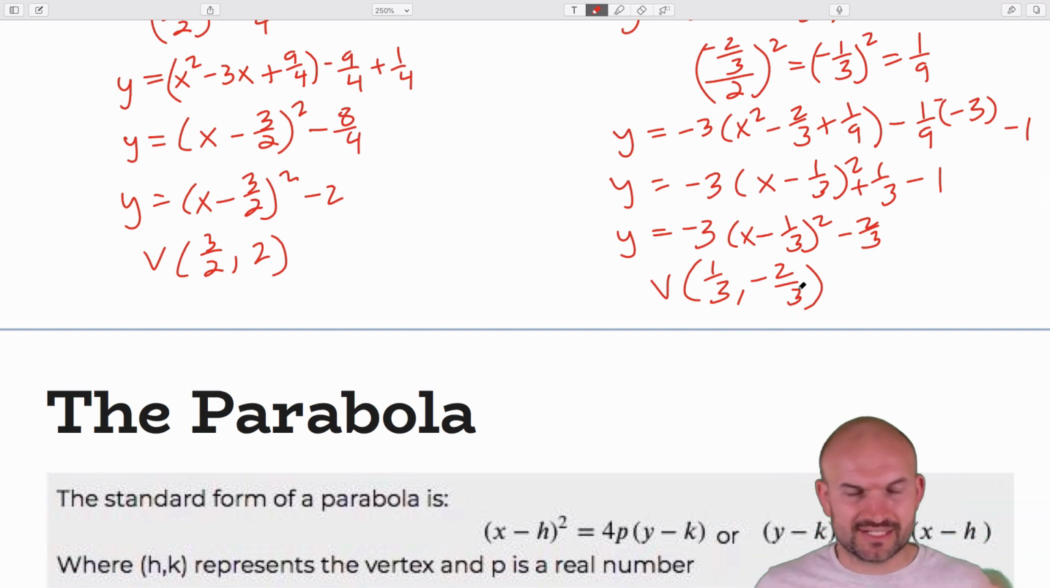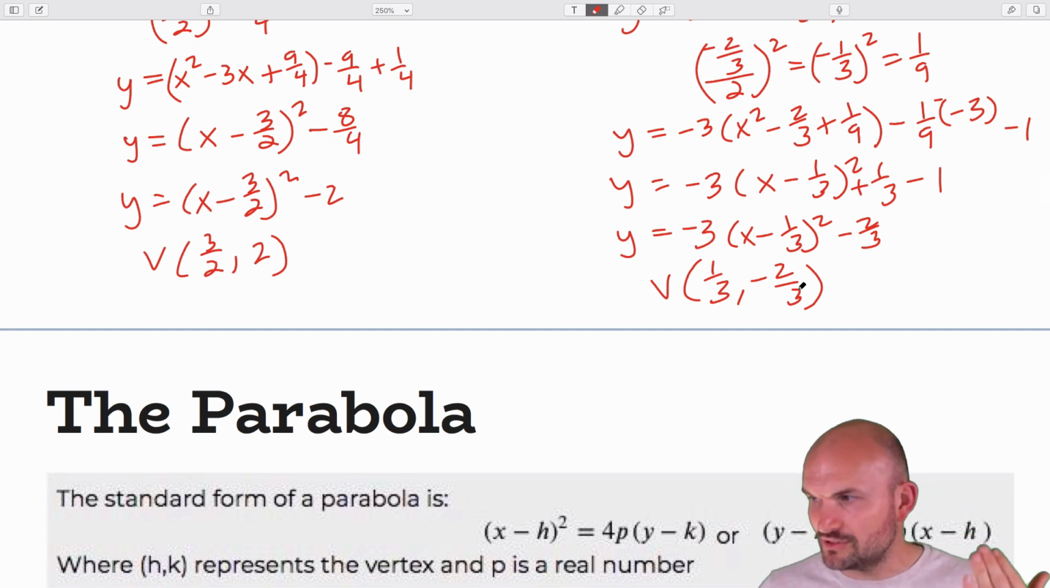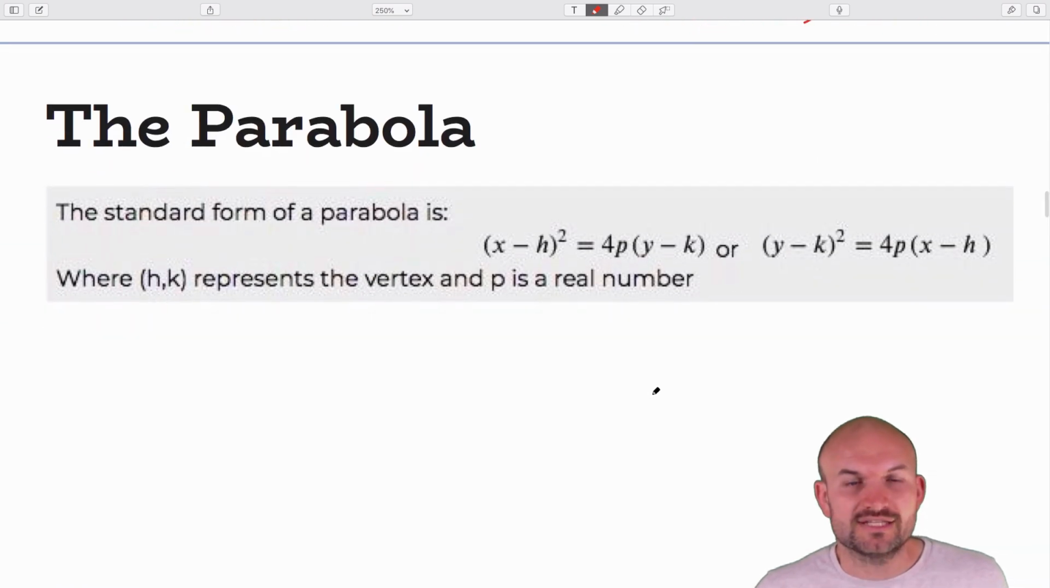Obviously, you can see that we just worked our way up from the most basic to a little bit more advanced, completing the square. All right, so now let's get into the different types of conic sections.